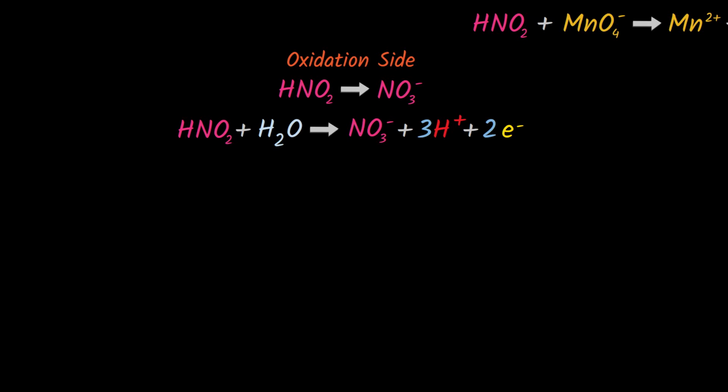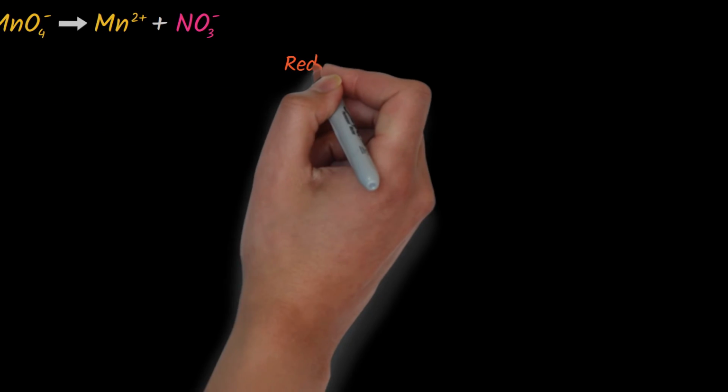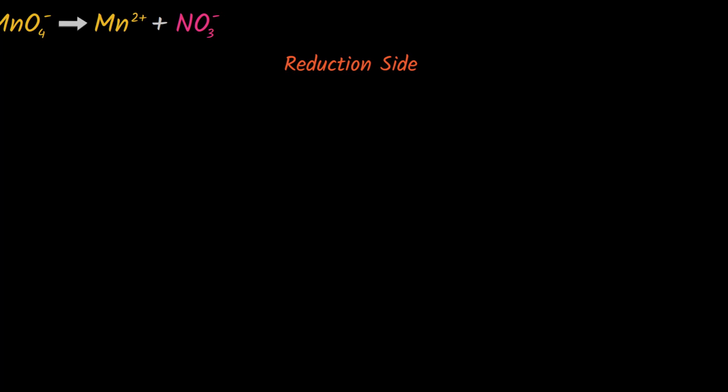So we've added 1 water to balance the 3 oxygens from nitrate. Then, we add 3 H+ to balance the hydrogens of nitrous acid and water. Finally, we balance the remaining +2 charge on the product side with electrons. On the reduction half, we have permanganate going to manganese 2+.